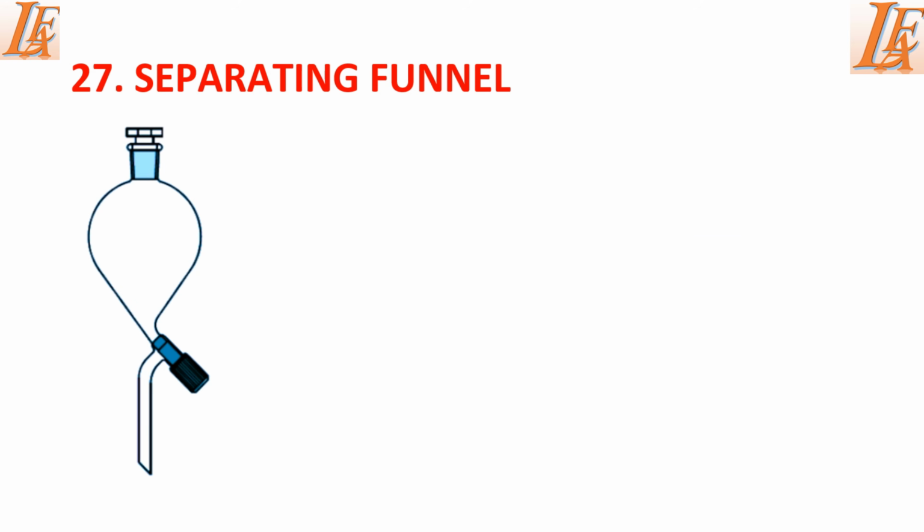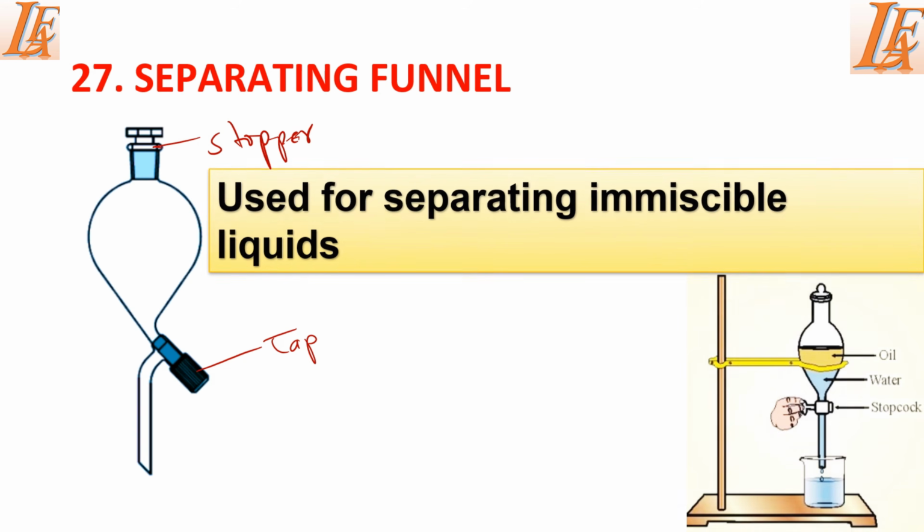Another apparatus that we have is a separating funnel. A separating funnel is a pear-shaped glass container with a tap at the bottom and a stopper at the top. For you to distinguish between a separating funnel and a dropping funnel, a separating funnel has a tap at the bottom and a stopper at the top, and therefore this one is used to separate immiscible liquids. Immiscible liquids are liquids which do not mix.